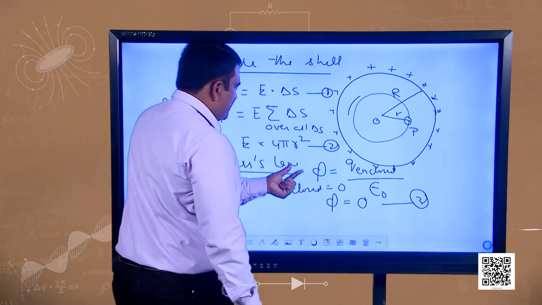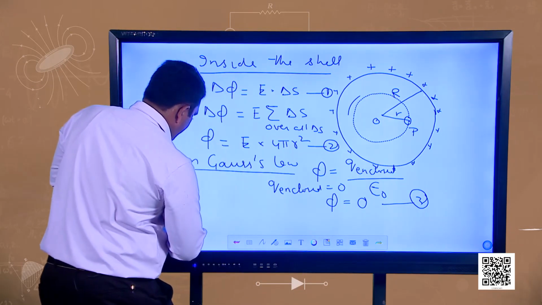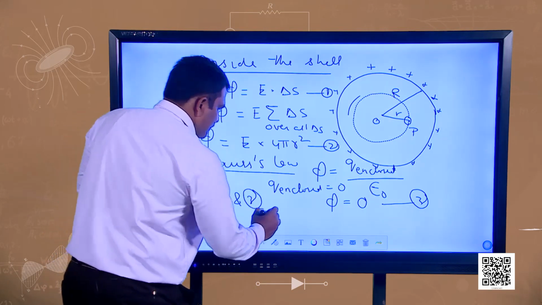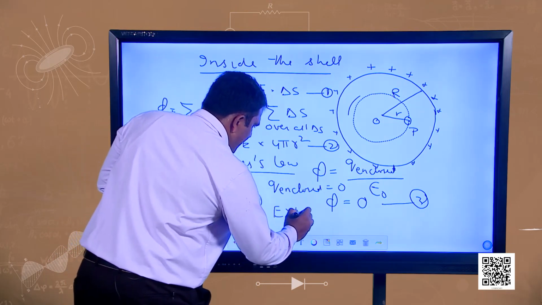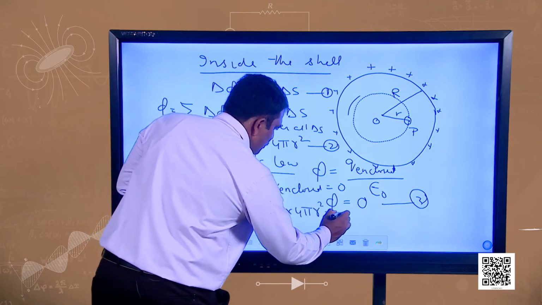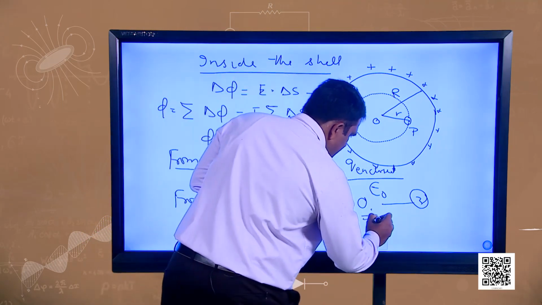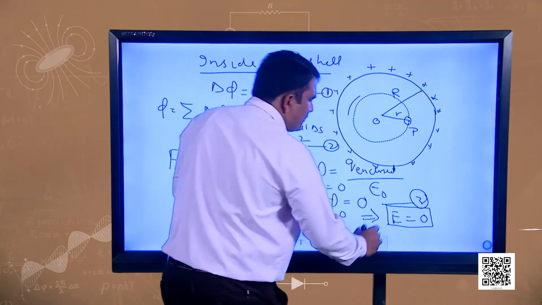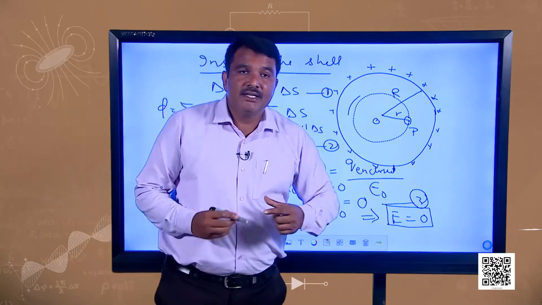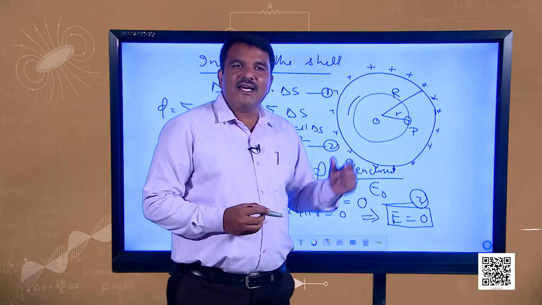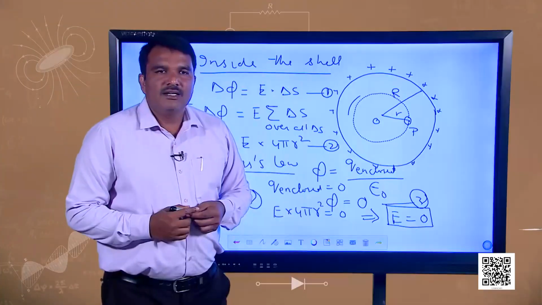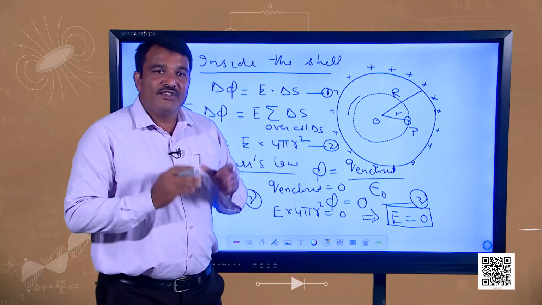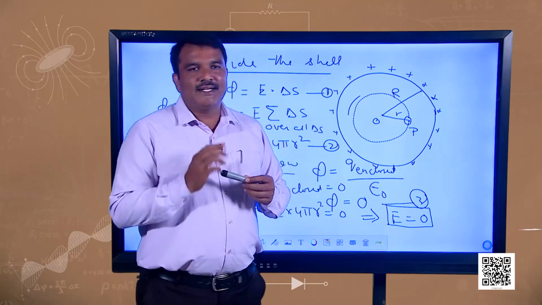Now, from equations 2 and 3 we can write E into 4 pi r square is equal to 0. This implies E is equal to 0. Hence, the electric field at any point P which lies inside the cell is 0. Now, let us draw the graph showing the variation of this electric field with distance of the point from the center of the cell.